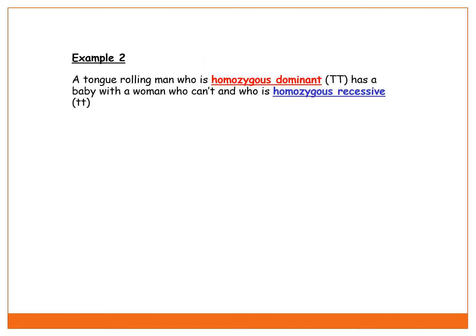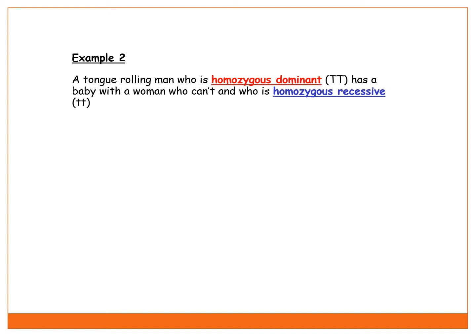So try to do the next question by pausing the video and doing a Punnett square before I go over the answers with you. So the question is, a tongue rolling man who is homozygous dominant, capital T, has a baby with a woman who can't and who is homozygous recessive, which is small t. You should actually be able to work this out in your head and not have to do a Punnett square because we've already gone over what happens when you cross a homozygous dominant and a homozygous recessive together.